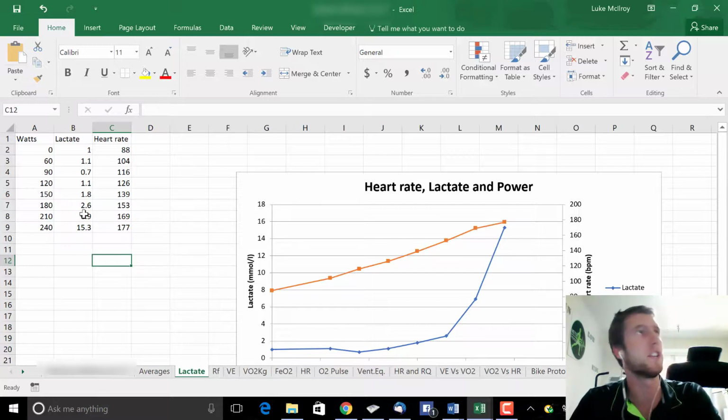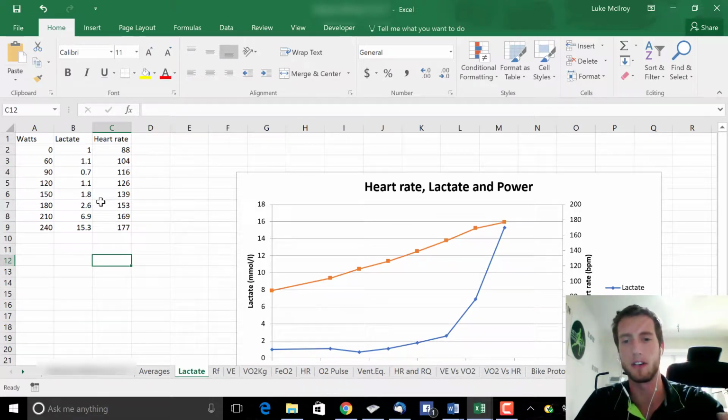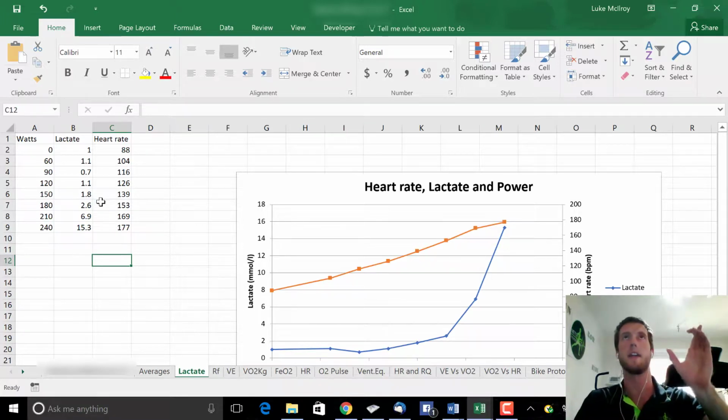Traditionally, they say that 4 millimoles of lactate is where your threshold is. It does vary on individuals depending on how well their body is buffering that lactic acid. And when I say buffering, I mean they can dump bicarbonate into the blood to bring that pH back up.